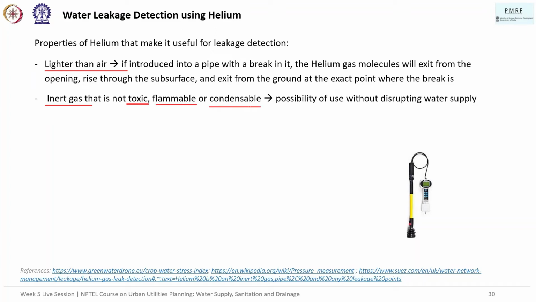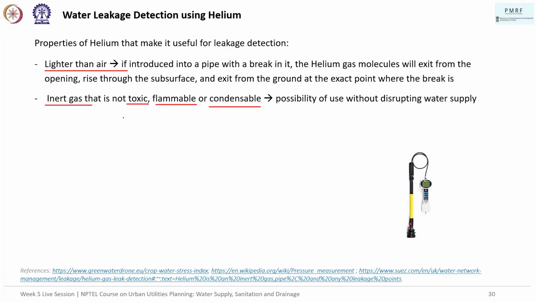So there are two kinds of systems that we can have using helium. One is where you stop the water supply entirely and then introduce helium into the network, which means you will have drained all the water from the network and then you'll supply throughout so that you can detect where the leakage is happening, where the gaps are.